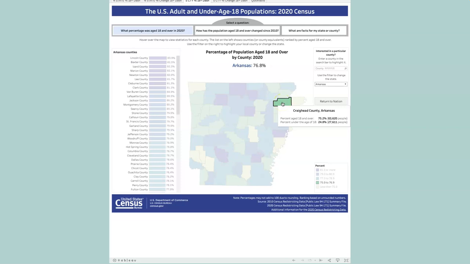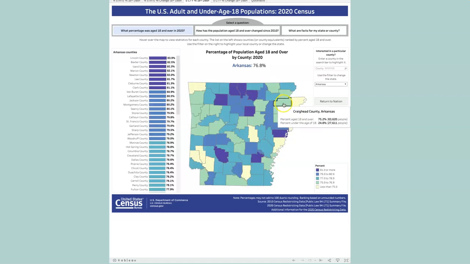percent aged 18 and over is 75.2%, and younger than 18 is 24.8%. So I cannot say it is very large or anything, but anyway, it is in the middle inside of our state. And there are some more, and there are the older generation, because Izard, Baxter, Marion, and Newton have a lower proportion of those 18 or younger, which are the younger generations.